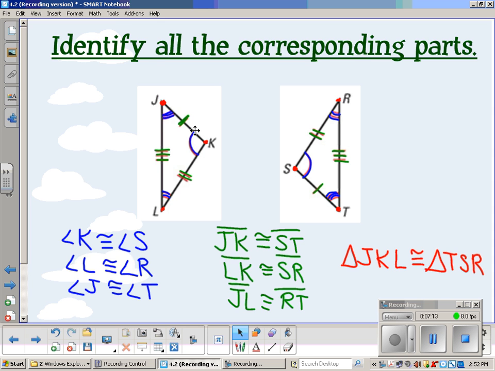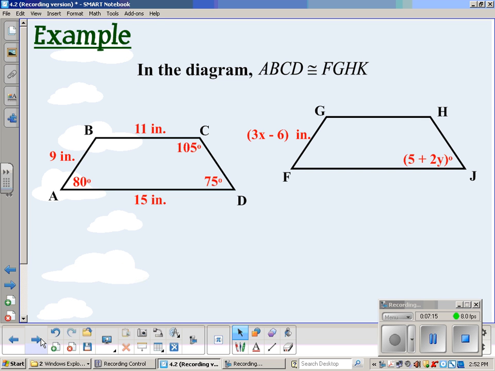All right. Now let's take a look at another example without triangles. In the diagram, we see the information at the top, which says that ABCD is congruent to FGHK. That congruent statement is going to provide me a lot of important information. Now I know which sides and which angles are going to be congruent in my 2 figures. And that's going to help me find x and y. So first let's take a look at x.